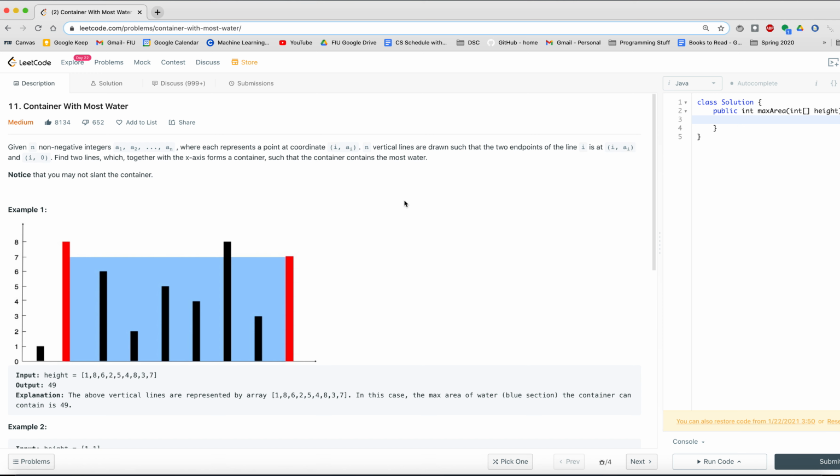Welcome to this week's problem for the week. We're going to be covering container with most water, which is a popular problem when it comes to two-pointers. So let's read what the problem states.